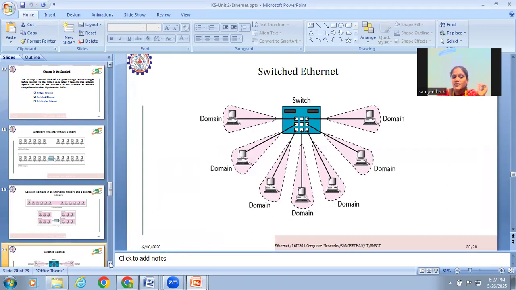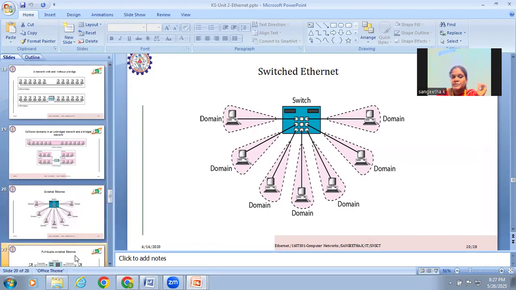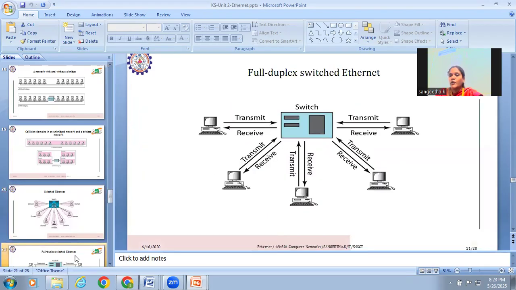The next one we discuss is full duplex switched Ethernet. We know that full duplex communication means we can send and receive messages simultaneously. Here the same applies, full duplex communication will be used, so both transmission and receiving are done simultaneously. Instead of a hub, here also we are using switches.